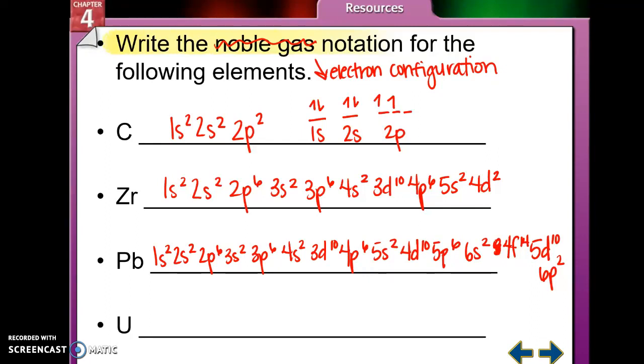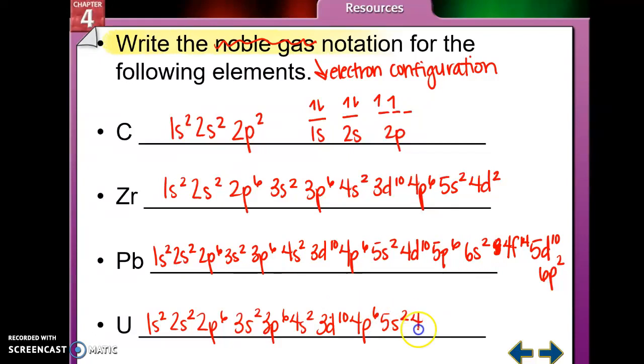And then uranium. Oh, uranium. Uranium's going to be longer than lead because uranium has 92 electrons on it. So it's going to be 1s2, 2s2, 2p6, 3s2, 3p6, 4s2, 3d10, 4p6, 5s2, 4d10, 5p6, 6s2, 4f14, 5d10, 6p6, 7s2, 5f4. When you add that up, you should get 92.